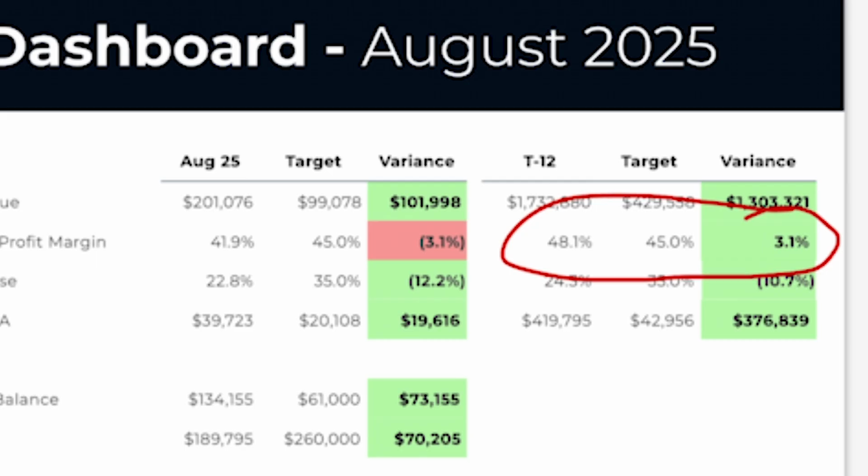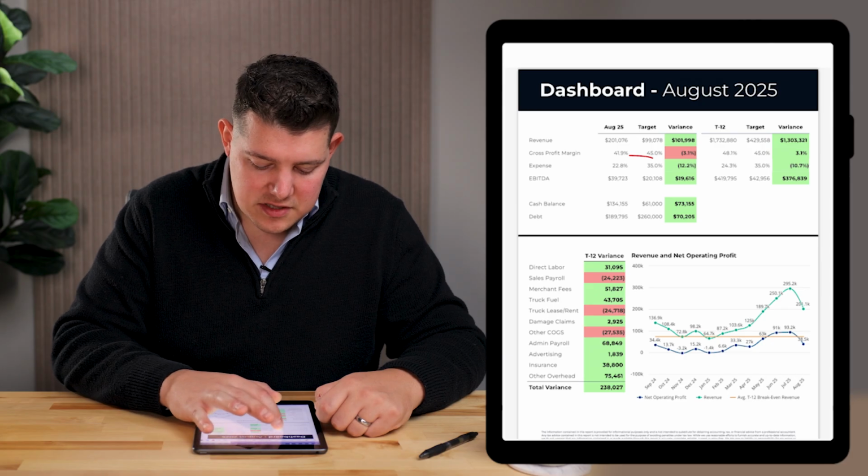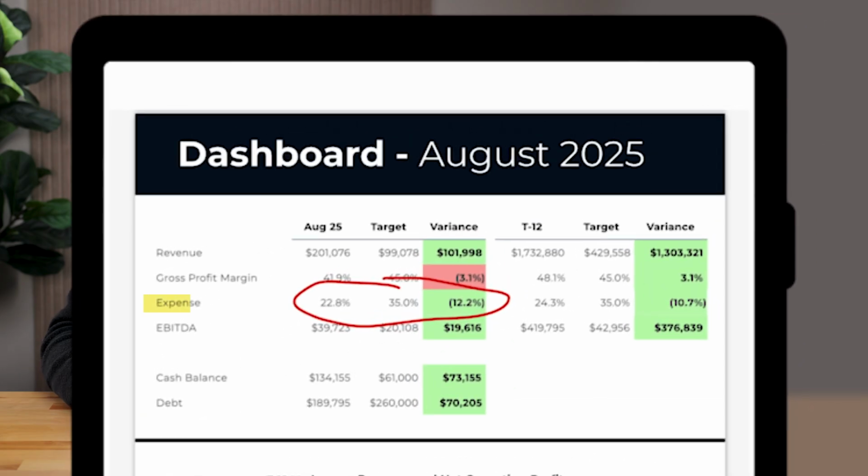If your trailing 12 gross profit margin is more than 45%, then the variance will be green, like it is in this example. Same thing with expenses. We're shooting to have expenses be less than 35% of total sales for any particular period. So if the total expenses for the company are less than 35% for the period, then this variance will be green. And if the expenses for that particular period are more than 35%, then this variance will show as red. The same is true for the trailing 12.